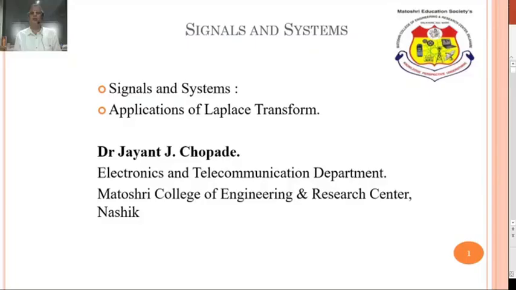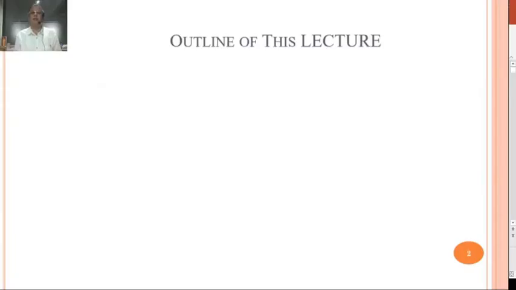I would like to welcome you to this lecture on application of the Laplace transform. In the previous lecture, we studied the inverse Laplace transform and how to find it using the partial fraction expansion. In that, we discussed three cases. First, when the roots are simple, meaning poles are simple. Case 2, when poles are repeated poles. And the third one is the complex pole.